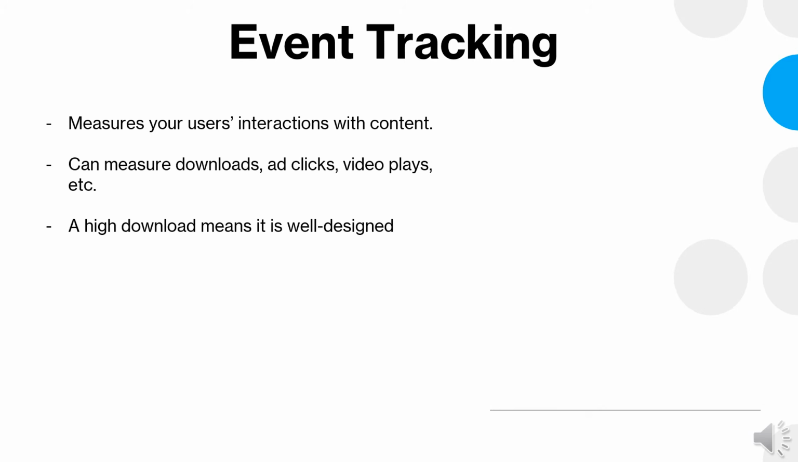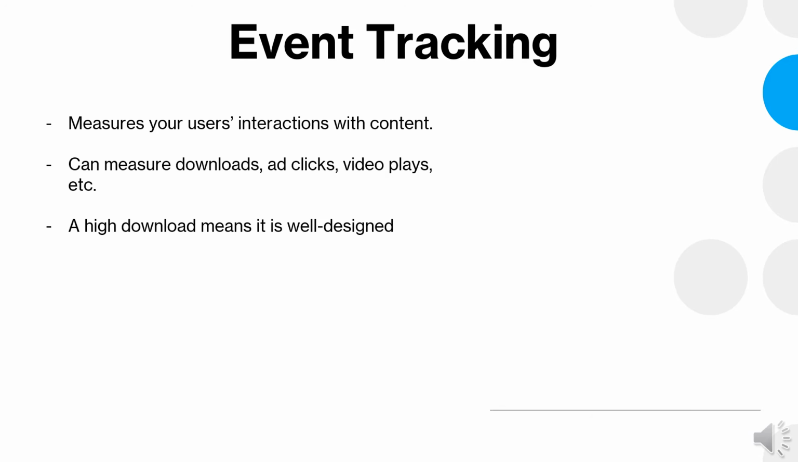Event tracking is when you measure your users' interactions with the content that you've put up on your website. So here we're assuming that you've designed a website, and that's the system that your users are interacting with. It allows you to record interactions with elements of your website, which sometimes are just not tracked by default by Google Analytics. Some of the things that you can measure are the number of downloads, the number of video plays, the number of ad clicks, pop-ups, and things like that.